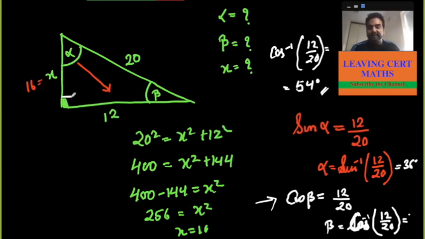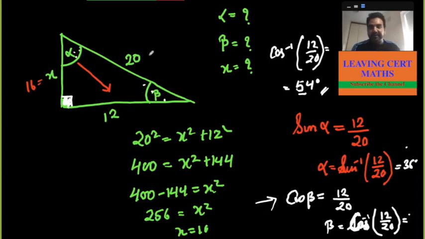Because if this is 90 degrees, what is the sum of all the angles in a triangle? 180. So if this is 90, this plus this has to be 90, right? So 36 plus 54 is 90. If you do 36 plus 36, you will not get 90.